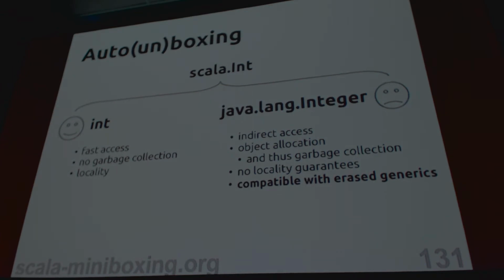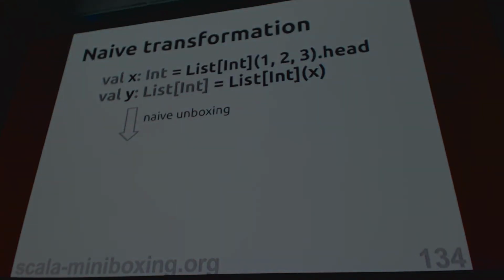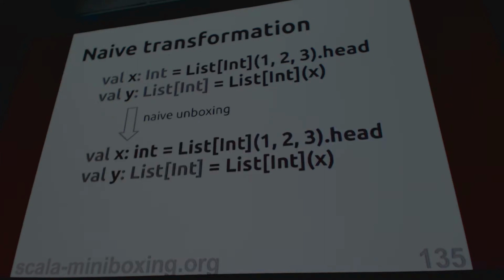Again, that slide just shows the idea. And by the way, coercions are important. Let's see. We start off with a naive transformation, which is just replacing the representation. So from code like this, where you have a list of integers, you take the head of it and store it in X, and then create Y, which is another list of integers, based on X, the integer obtained before. With a naive unboxing scheme, you just transform X into an unboxed integer.